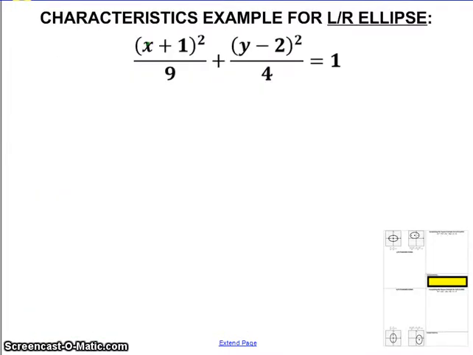All right, so let's go ahead and analyze this in terms of the characteristics. I'm going to go ahead and put the standard form equation here just to have that for reference.